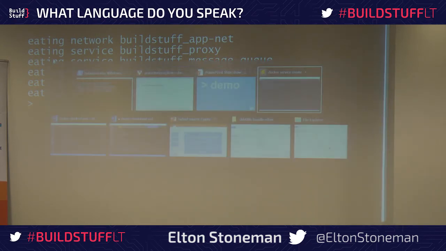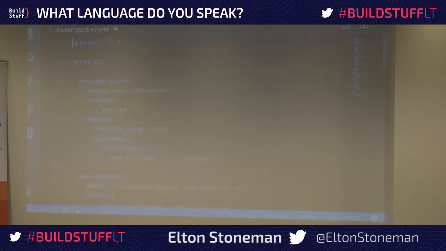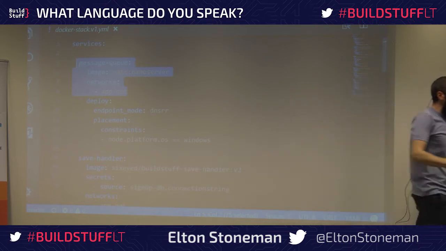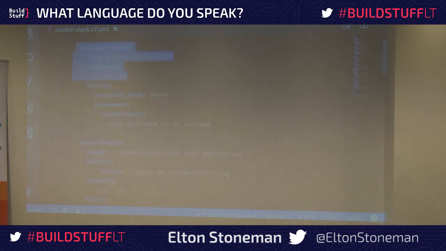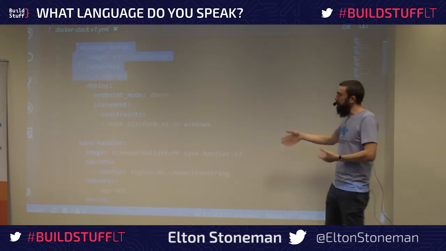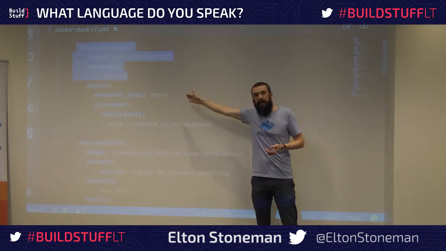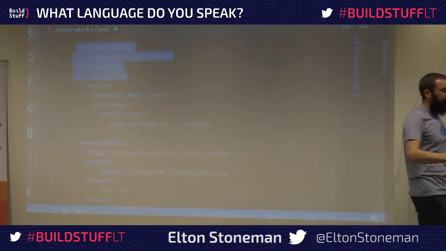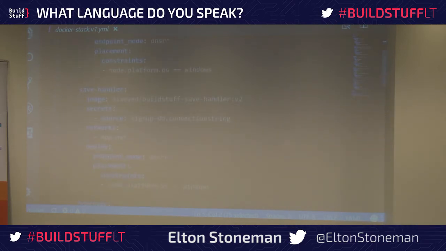So here's my stack file, which is just a Docker Compose file, but it's got some extra stuff in there. So I've got my message queue that's currently running on Nano Server, so that's going to run on Windows. And again, I've got those same hints in there that I did when I created my first service. So I'm using this DNS network mode, and I'm giving it the hint to run this on Windows. And it's the same for all these services. So my save handler is the message handler that I built earlier. I'm using the DNS endpoint. I've got a Windows constraint.